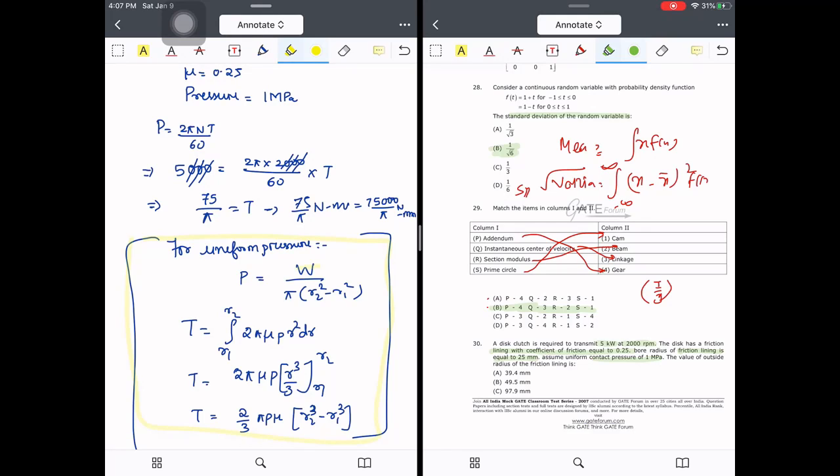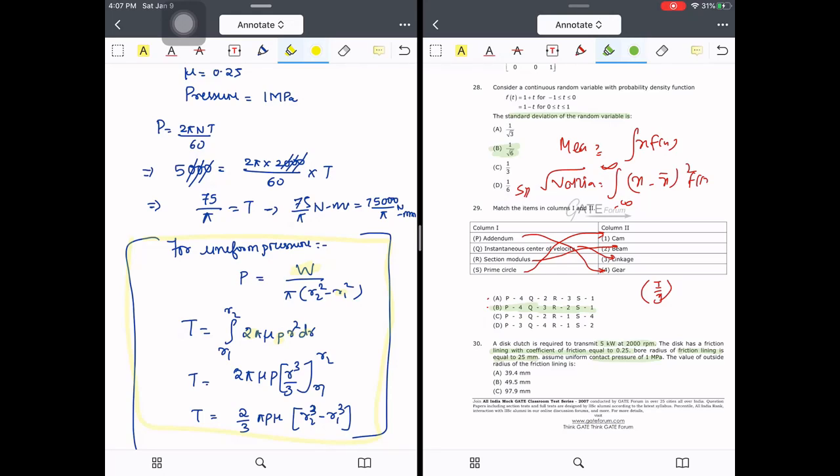Before going to it, you see here what calculations are involved. I will first focus here. For a uniform pressure, what is uniform pressure? Pressure is nothing but load divided by area. This is the load that we are applying divided by area. So area is pi into outer radius of the clutch disc squared minus inner radius squared. Torque is nothing but the friction into radius.